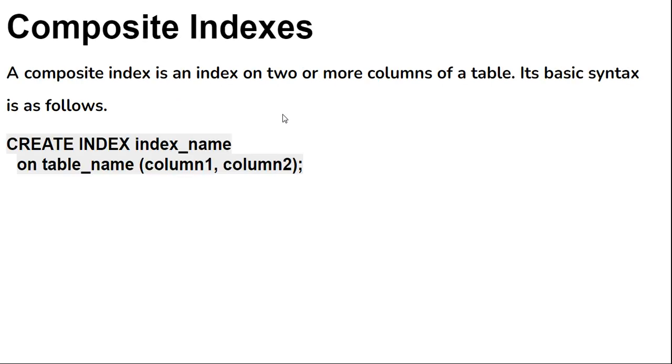Composite index. A composite index is on two or more columns of the table. So you can create the index on multiple columns of the particular table. So how we can create: create index index name on table name, and you can specify the column names, whichever columns you want to specify as the index.